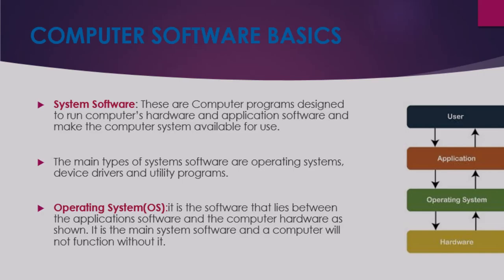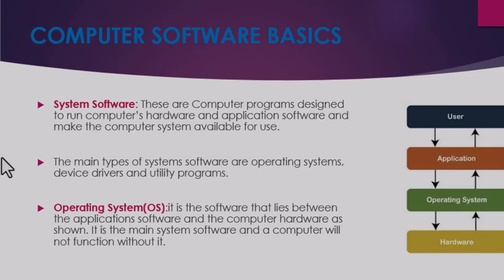And so system software are computer programs designed to run the computer's hardware and application software and make the computer system available for use. The main types of system software are operating systems, device drivers, and utility programs.